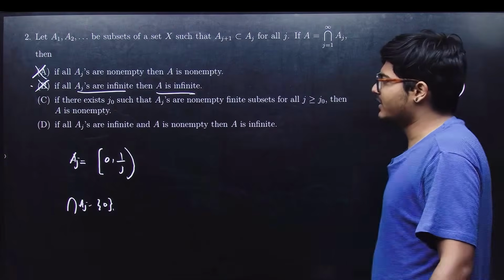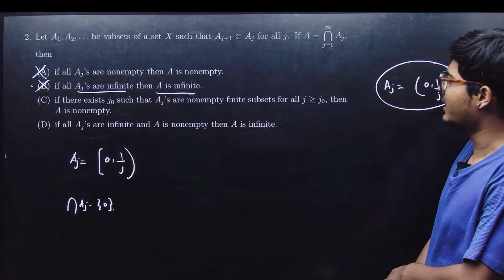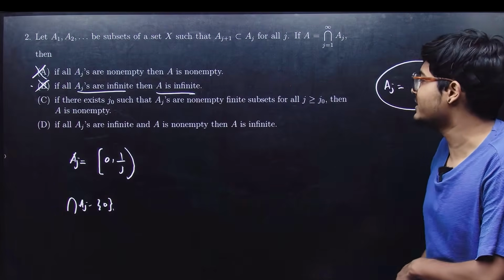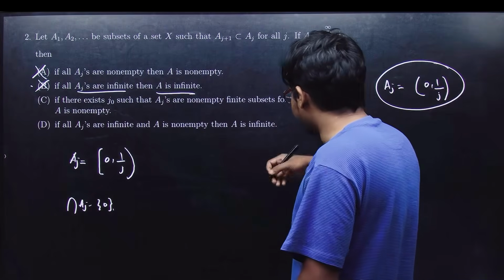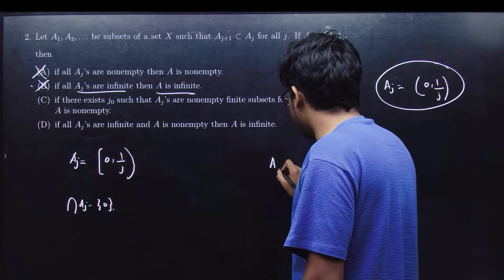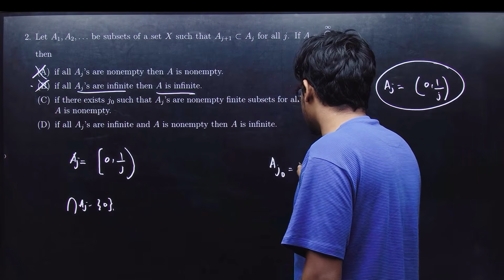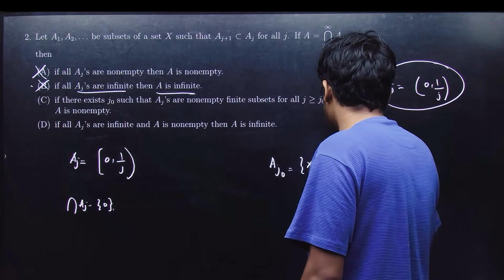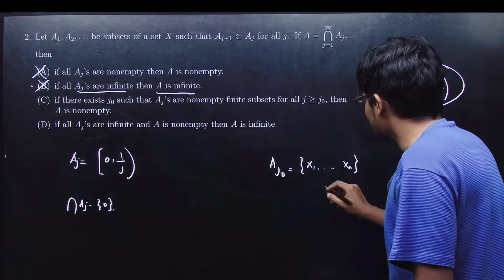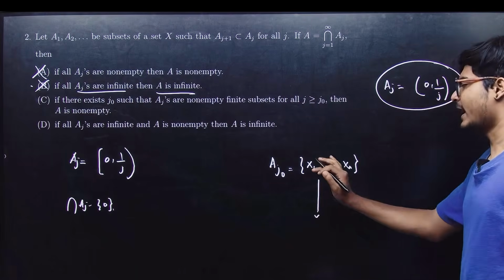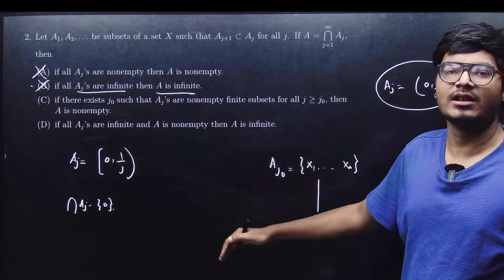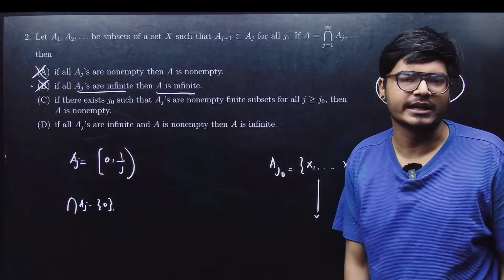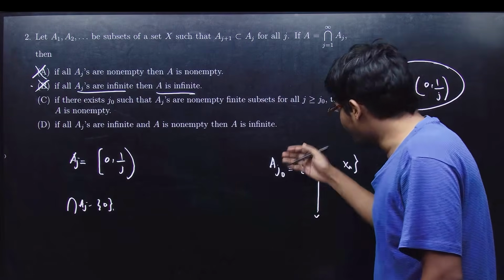Come to option C. There exists a j_0 such that A_j are non-empty finite sets for all j greater than or equal to j_0, then A is non-empty. Yes, why? Because after a certain point, let's say A_{j_0}, it's a finite set, right? It only has finitely many elements. So after this, at some point, either you keep the number of elements constant and you keep the same elements, right? Because these are all subsets. Or you decrease the number of elements, right? You decrease the cardinality.